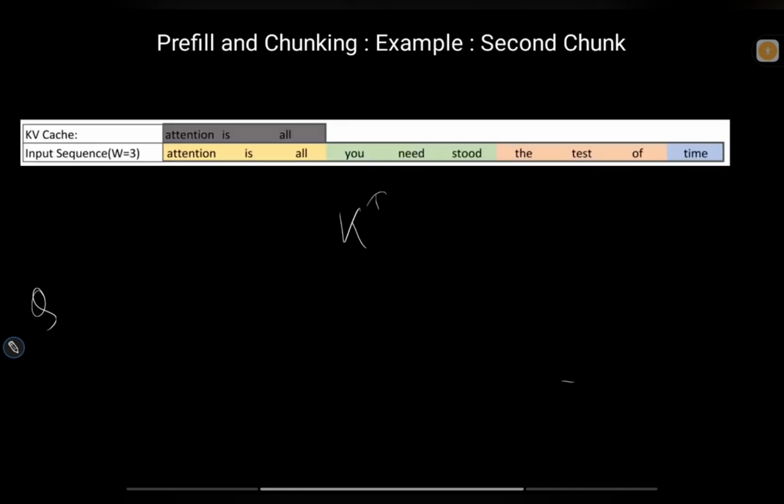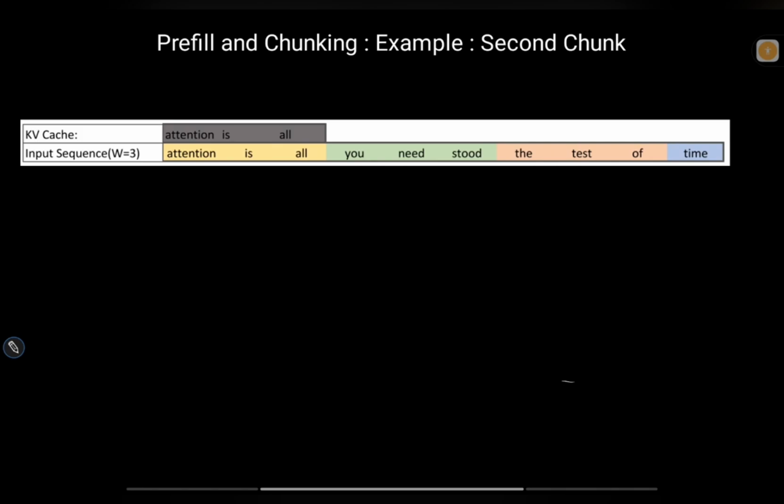Now let's see. First we will fill the KV cache. Once the attention matrix is calculated, only then will we fill the KV cache. So here we have this content, "attention is all", presently available in the KV cache, and now the second chunk will come. The second chunk is "you need stood".